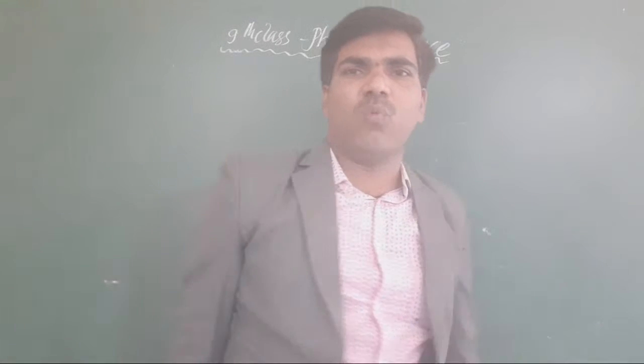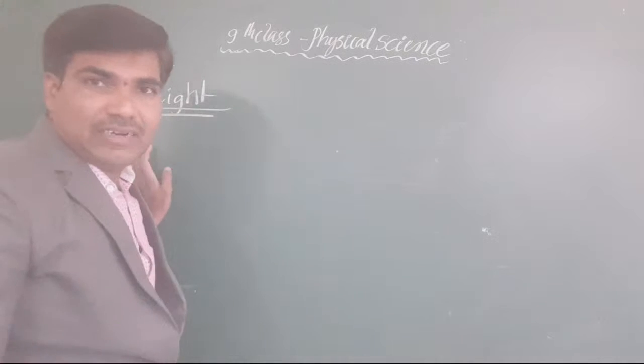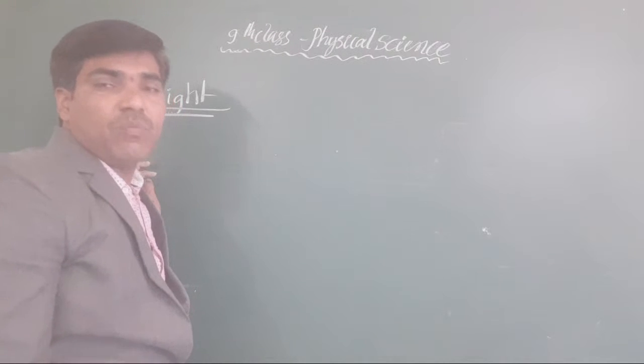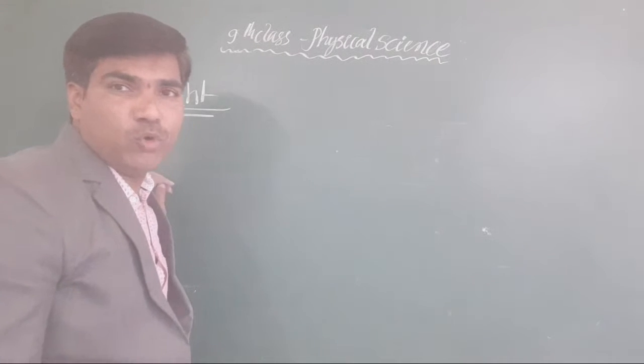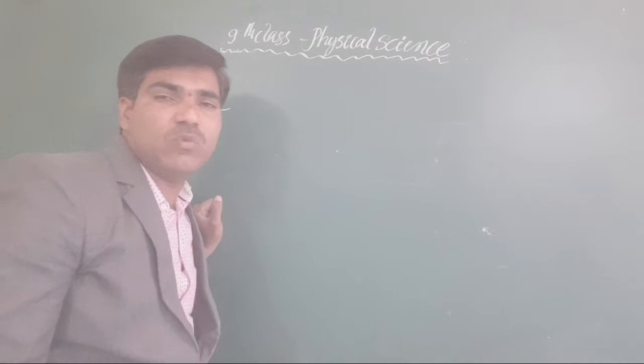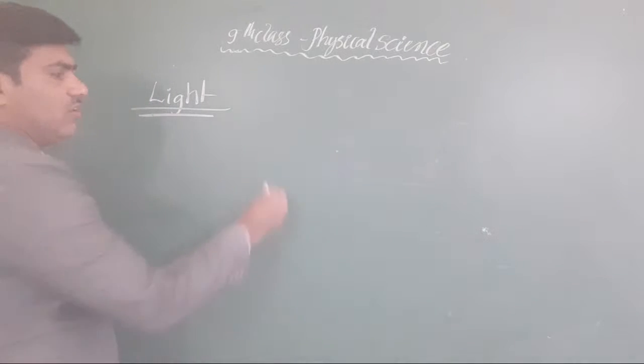Then what is light? What is light? Light is an energy form which comes from a luminous body, and it falls on our retina and gives us the sense of vision. Did all the students get it?